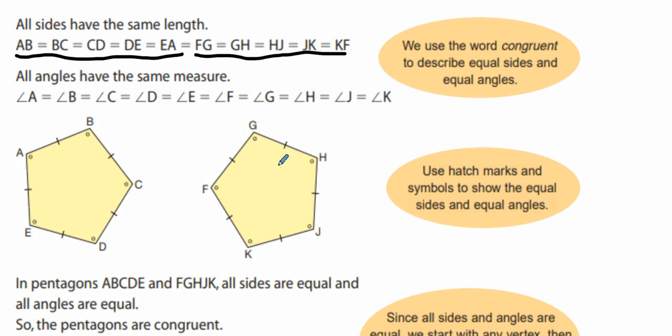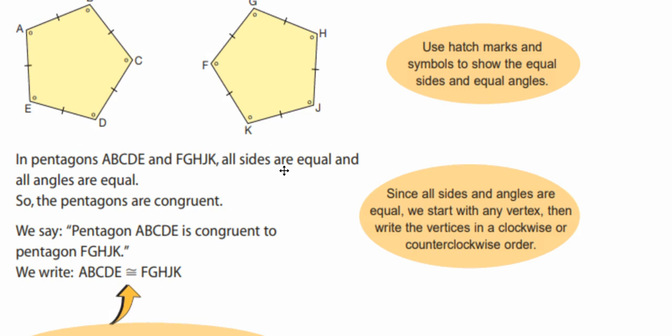So that means all of my angles are the same. You can see that there are hatch marks to show all the equal sides, and every single one of my angles are also equal. They've put a little circle in these corners, which is still a mark that represents that they're the same. So we know that these are going to be equal or congruent pentagons. All sides are equal, all angles are equal, so they are congruent. We can say that pentagon ABCDE is congruent to pentagon FGHJK.